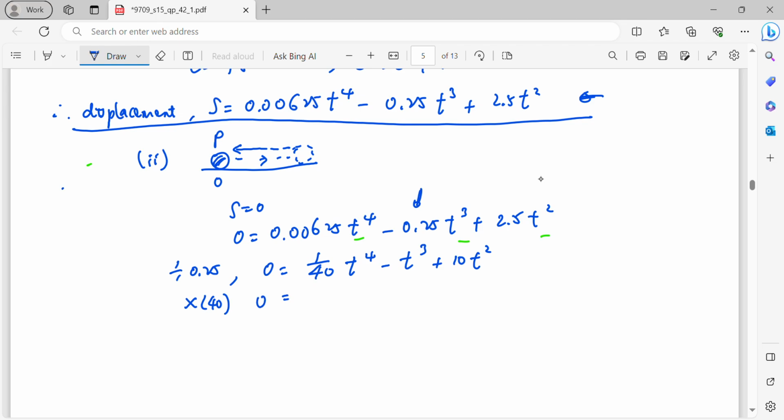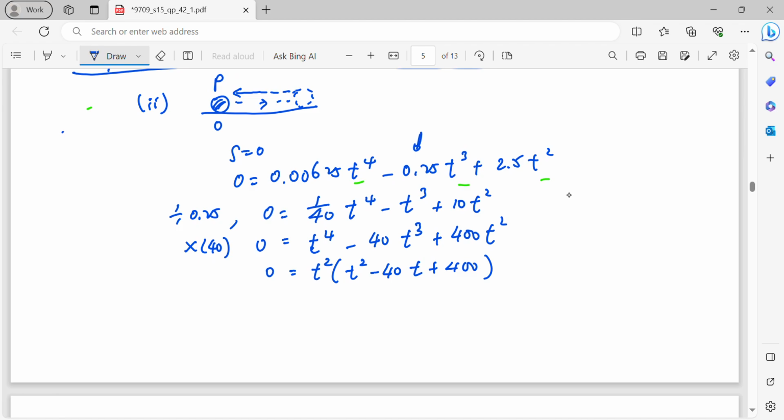So 0 is t to the power of 4 minus 40 t cubed, then plus 400 t squared. And then now I will factorize the t squared because t squared is in common. Then I will get t squared times (t squared minus 40t plus 400) equals to 0. So when you get this, right, it means that the multiplication of two terms equals to 0. Either the first term equals to 0 or the second term equals to 0.